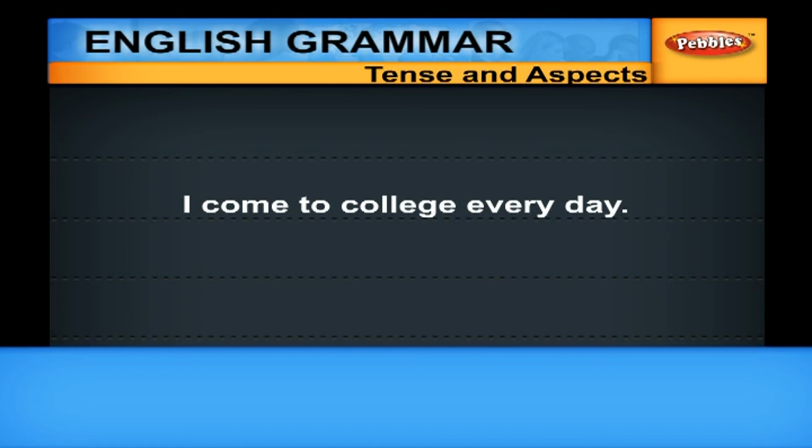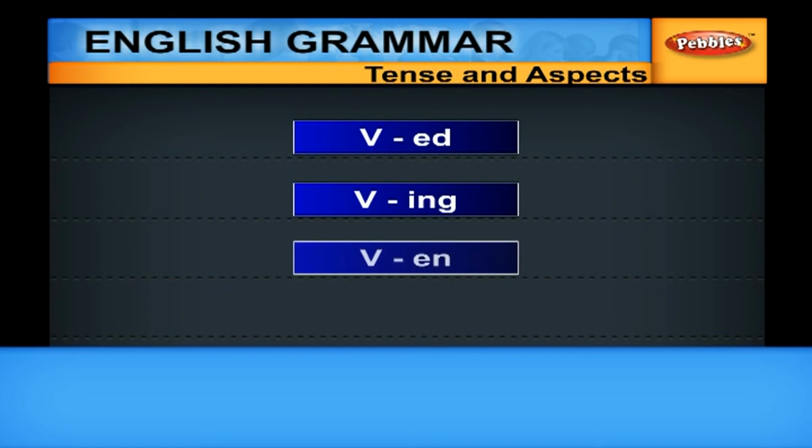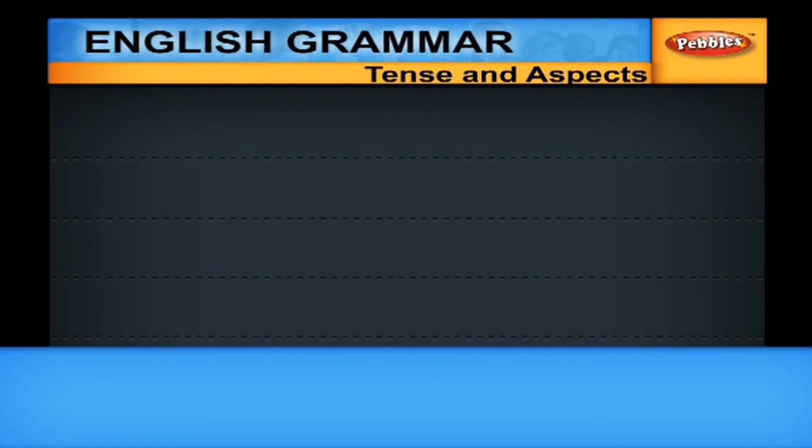The main lexical items are VO form or base form. Then you can add S to it, VS form. You can add ED to it, VED. You can add ING to it, VING. You can add EN to it, VEN. It can be preceded by to, infinitive. It need not have to, bare infinitive.